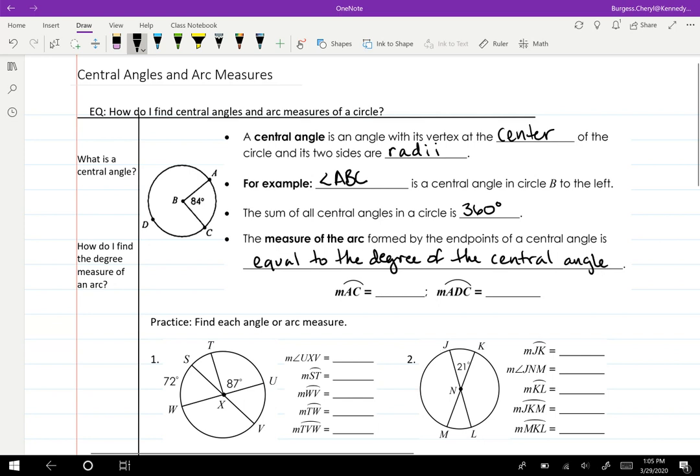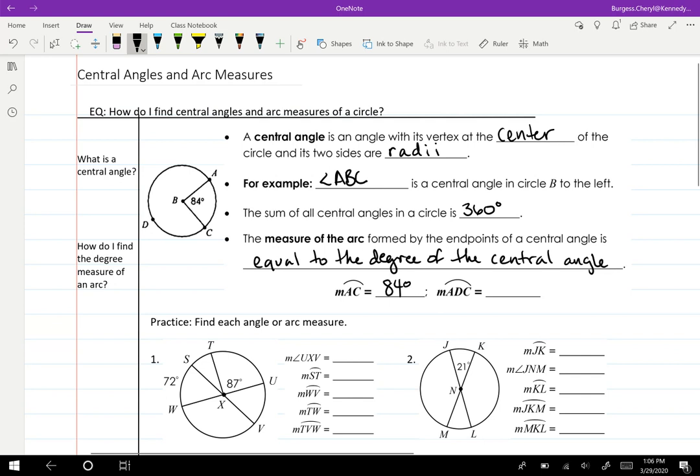So here we have an 84-degree central angle, and they're asking for arc AC. Well, if it's a central angle, arc AC is equal to the central angle. So AC is 84 degrees.